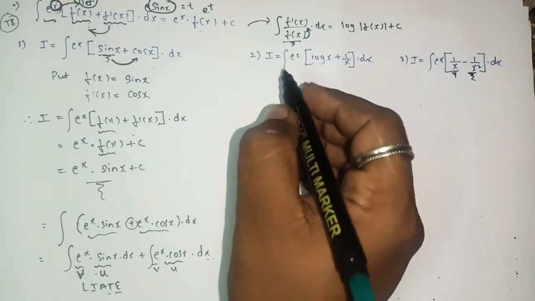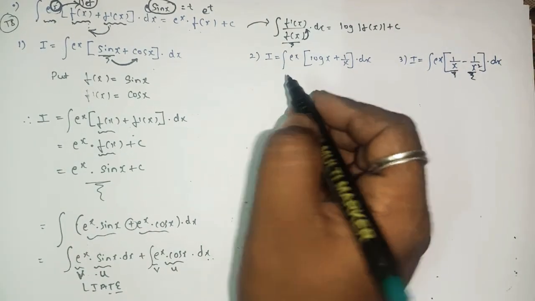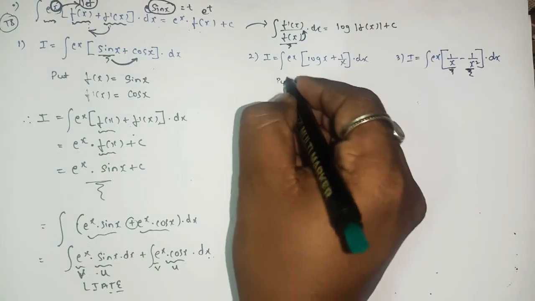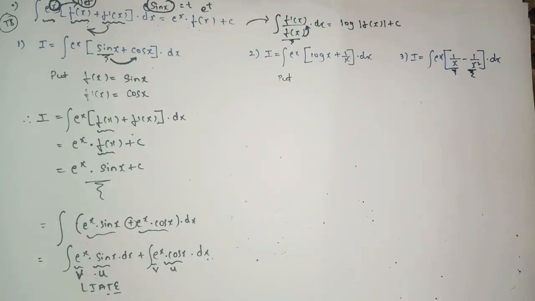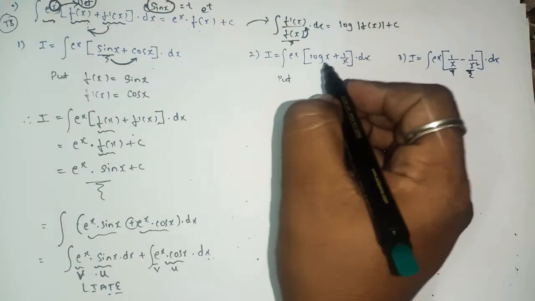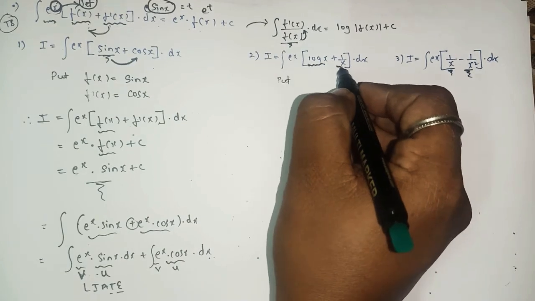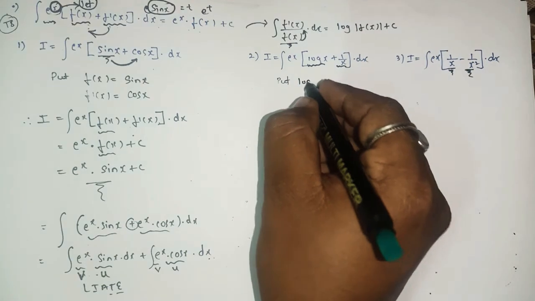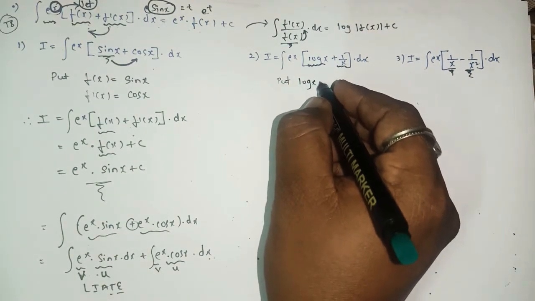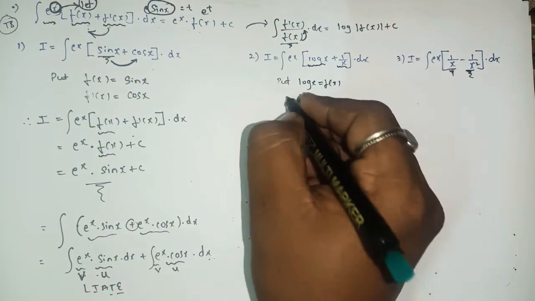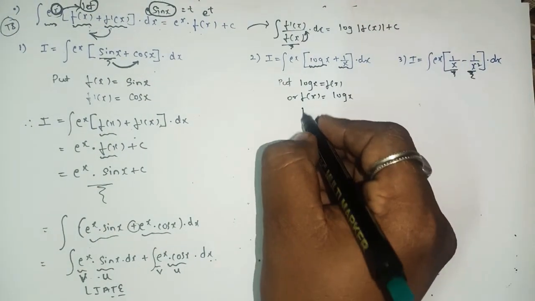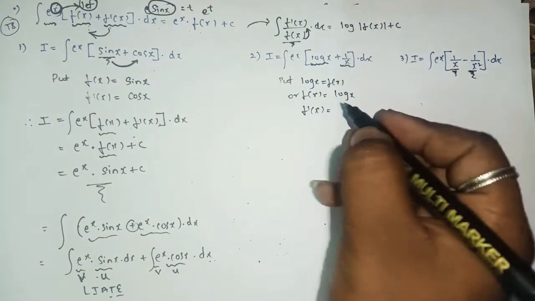So let's move on to the second sum. Your second one is I equals integral e raised to x (log x plus 1 upon x). As I told, you have to consider f of x as that section whose derivative is perfect. Clearly we can see that the derivative of log x is 1 upon x, but the derivative of 1 upon x is not log x. So here we'll put log x as f of x, or we can write f of x equals log x. Its derivative f dash x will be equal to what?